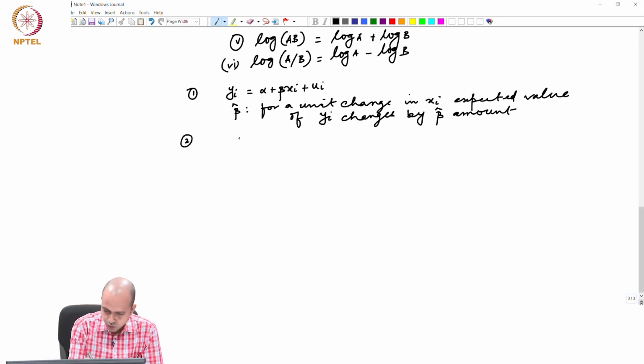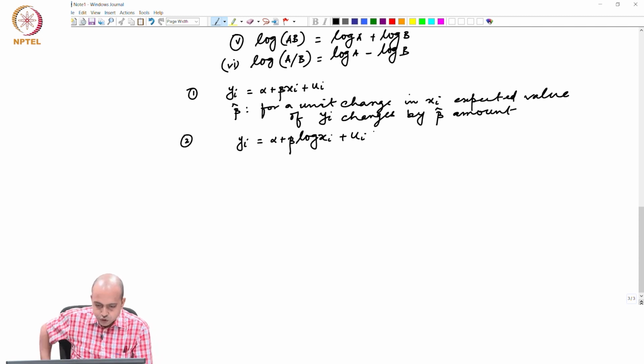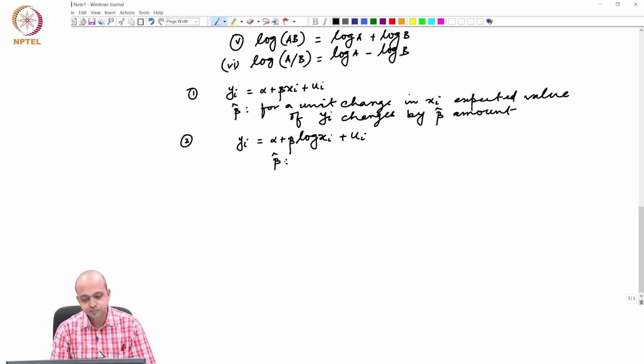So, yi equals alpha plus beta log of xi plus ui. We need to understand the interpretation of beta hat from this model. Now, if you apply the interpretation of beta hat from model 1, what can we write? I am not doing anything, I am just replicating the interpretation of beta hat from model 1 into model 2.